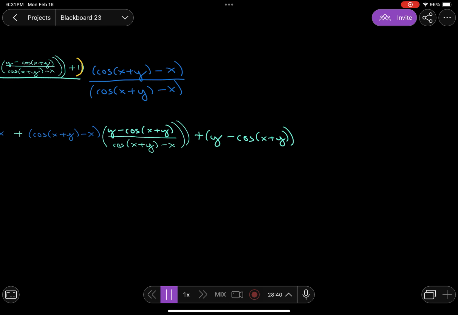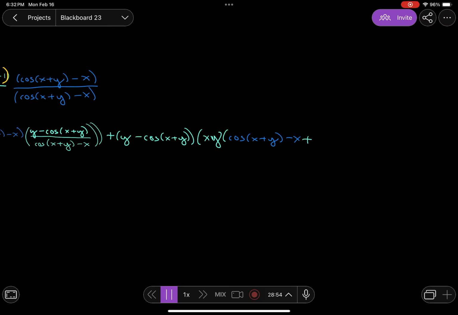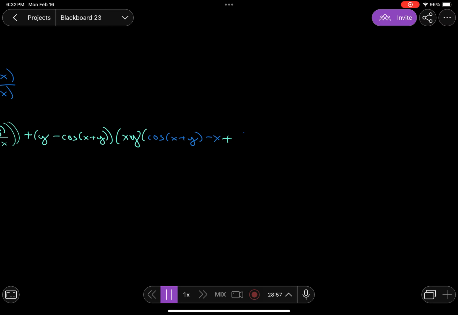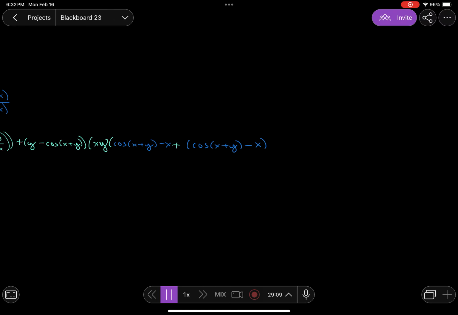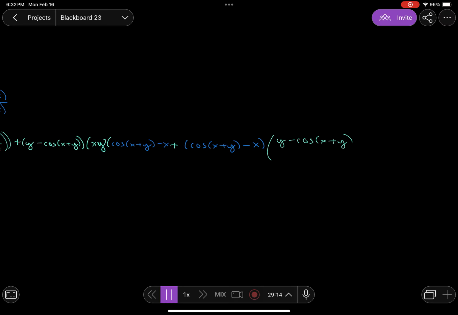Okay, and then I have x times y. And then here's the blue part. The cosine of x plus y minus x plus, yep, another one of those, in parentheses, the cosine of x plus y minus x times. In hindsight, I think I actually should have done a lot more algebra. Okay, lesson learned.